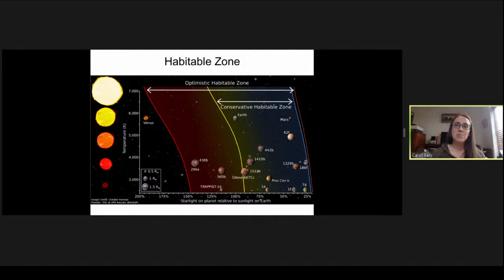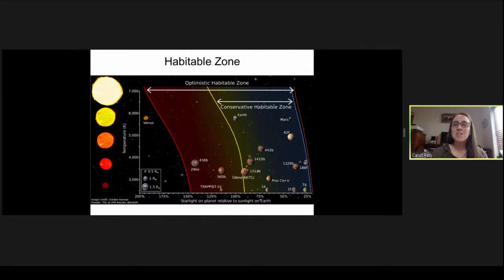But I like this plot because it takes what was before a rather nondescript green band around the star and starts to prescribe it a bit more rigorously for different types of stars and for different distances from those stars of these terrestrial sized planets, or assumed rocky planets. And it also puts these stronger labels on them.